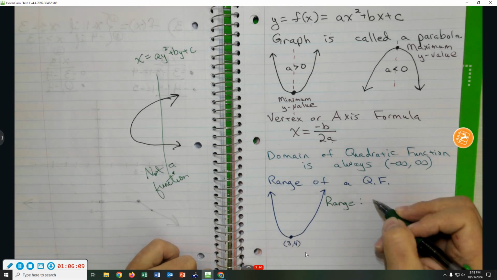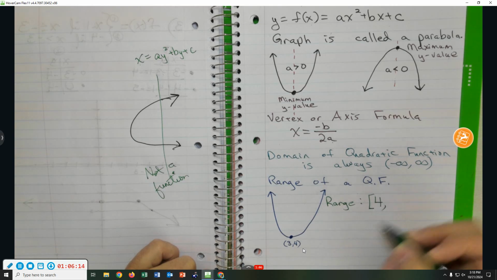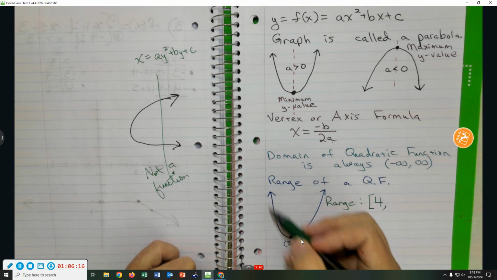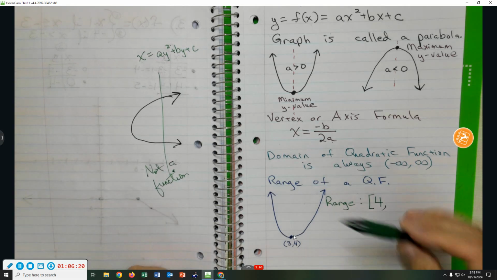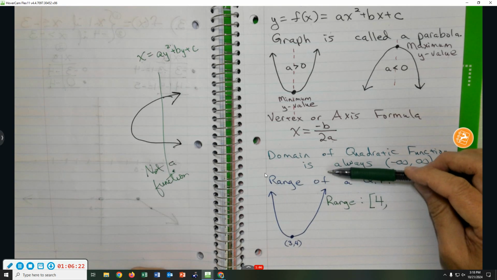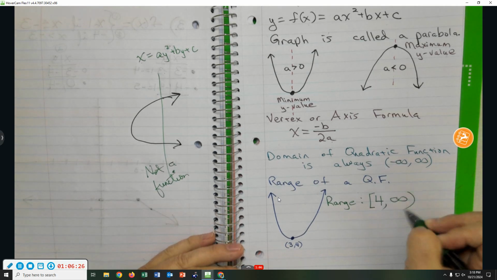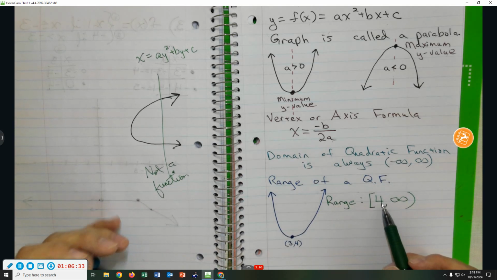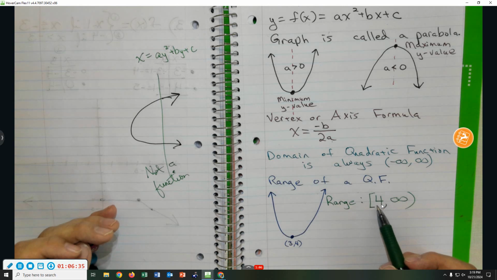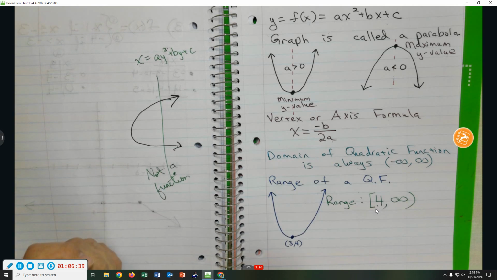And 4 is being used. So that's the smallest y value. What's the biggest y value on the graph? Is there one, or does it just keep going up? It keeps going up, and so the range is 4 to infinity. If you're looking at a parabola that's opening upward, then the y-coordinate of the vertex will be the minimum y value, and then every other number bigger than 4 will be used as a y-coordinate.